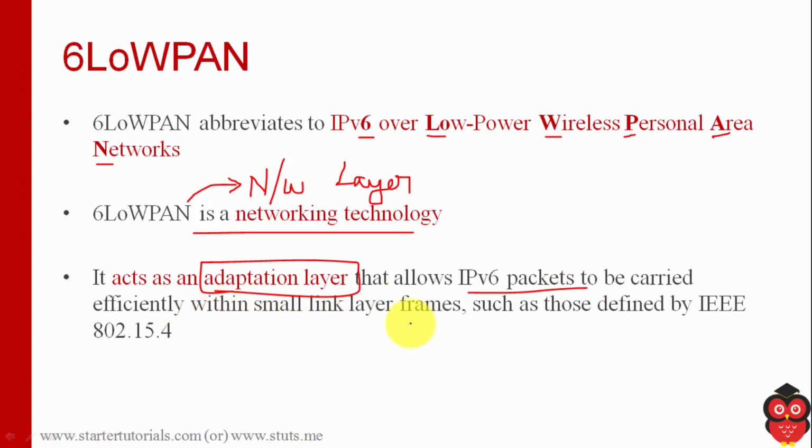within small link layer frames such as IEEE 802.15.4. In the last session I told you that IEEE 802.15.4 has functionality for the physical layer as well as the data link layer. It doesn't have any network layer. So we can use 6LoWPAN along with IEEE 802.15.4 to provide network layer functionality like routing.